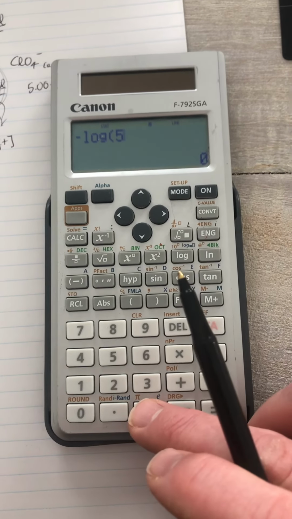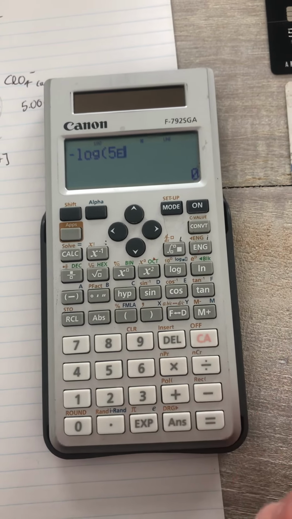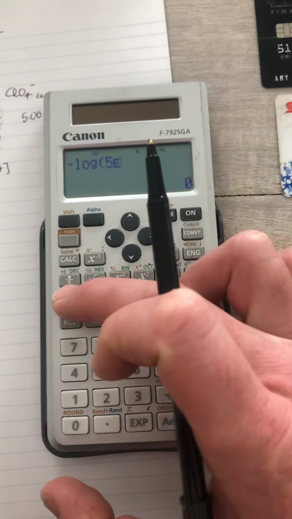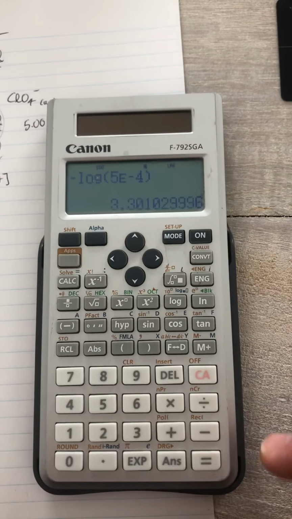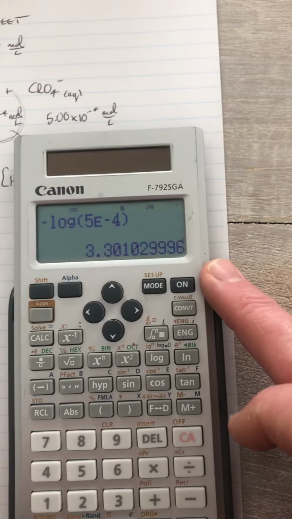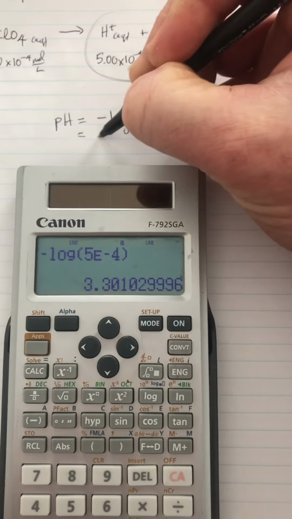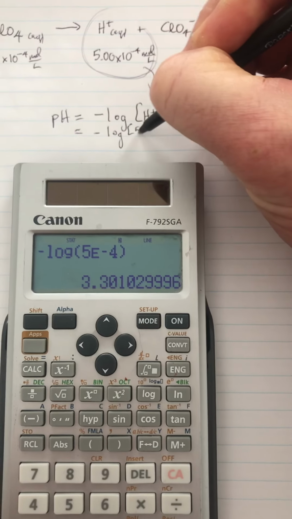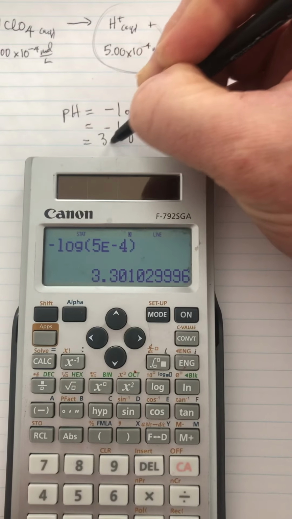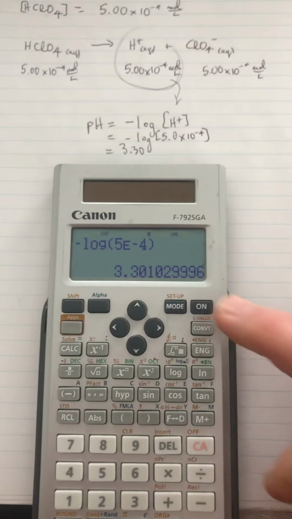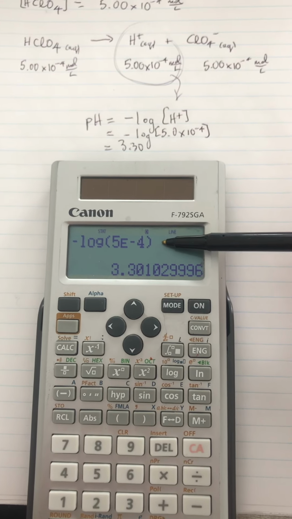Going back to our study with moles, we're going to be using that exponent button: 5 times 10 to the negative 4. And I'll hit equals. It tells me my pH is 3.30. So again, I'm taking the negative log of 5 times 10 to the minus 4, and that's going to give me 3.30.